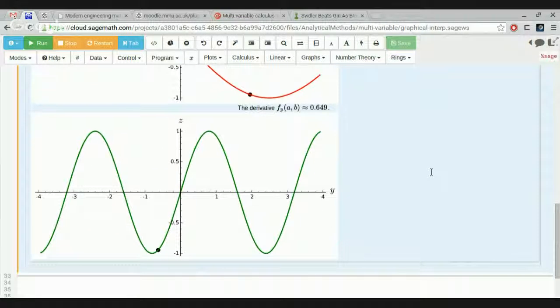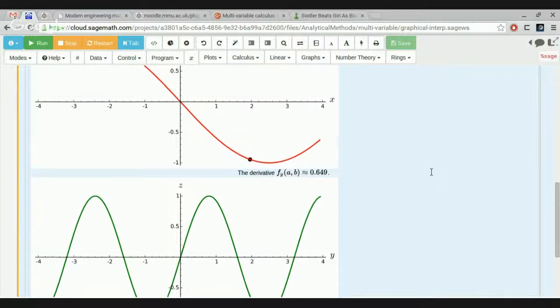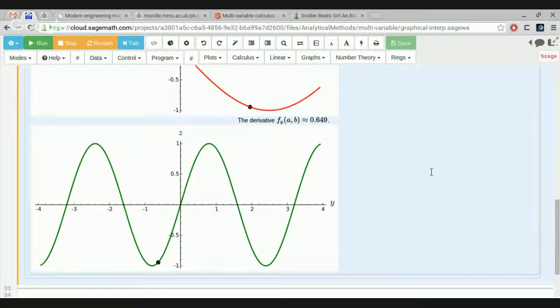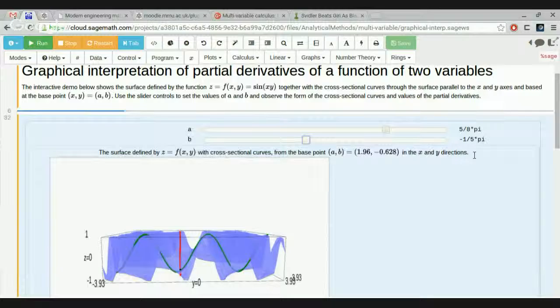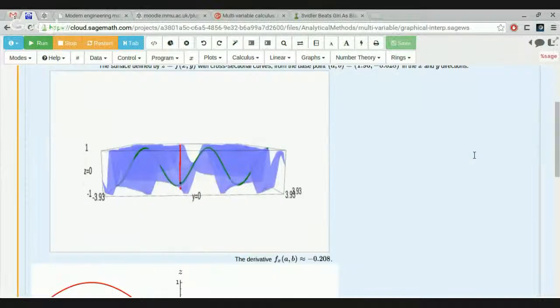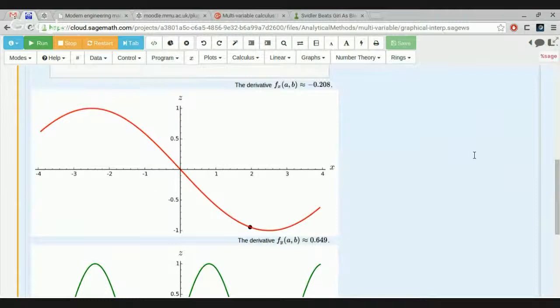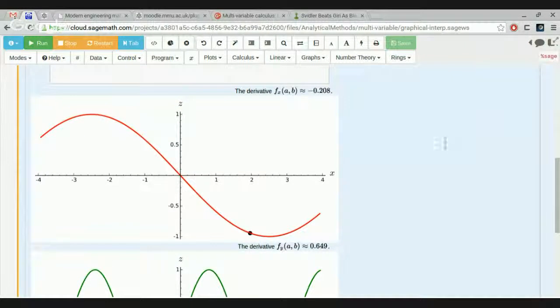And similarly, there's the green cross-sectional curve. Now, the base point there I've reproduced on these two curves again. So what is the base point out of interest? The base point is 1.96, minus 0.63 approximately. Now the partial derivative with respect to x for this function, when you evaluate it at this base point, comes out negative 0.2.